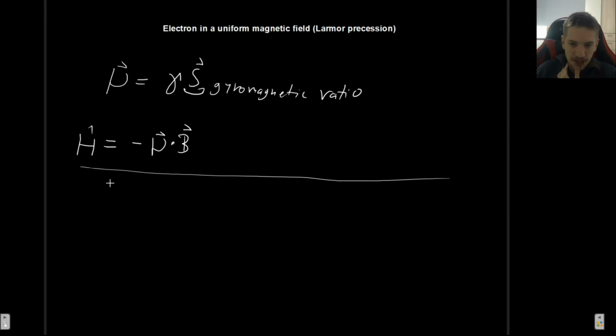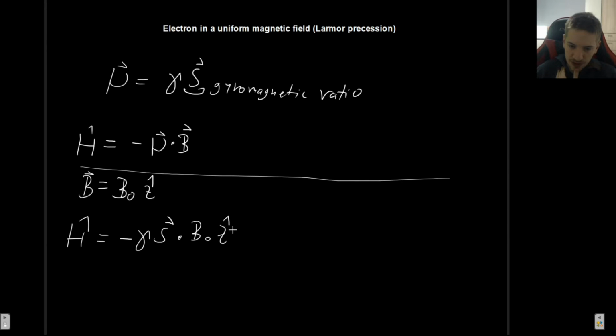So let's give ourselves some examples. Let's say we have some magnetic field that is constant in some direction. Let's just choose the z direction because that's what we usually choose, but it doesn't really matter. So in this direction, what happens to this dot product? We have the Hamiltonian, which is going to be minus mu, but mu is gamma times the spin, dot product with the magnetic field, which is B0 in the z direction.